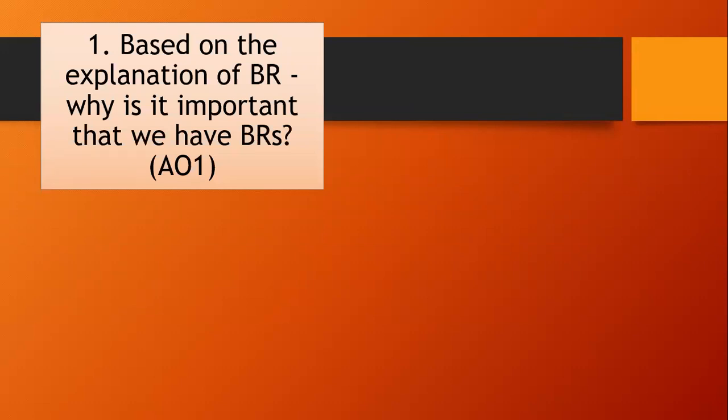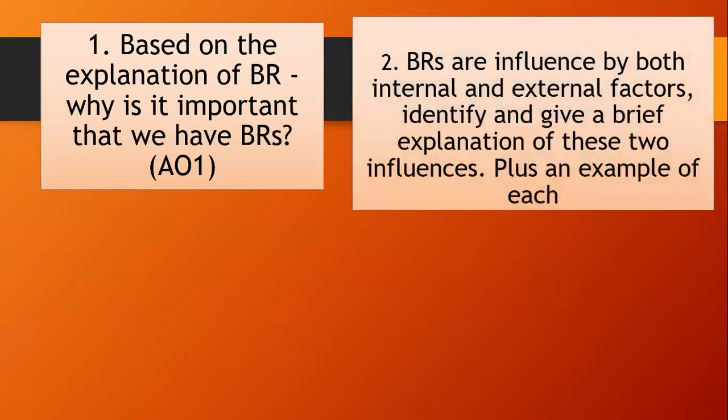Great. Here comes your second question. Biological rhythms are influenced by both internal and external factors. Identify and give a brief explanation of these two influences, plus an example of each. You would have come across them when you did your key terms. So again, I'd like you to pause here and answer the question. You might think, Mrs. Smith, I've got it in my key terms. You know what I'm going to say? Repetition, repetition, repetition. It's a good thing. Let's answer the question. Pause here.